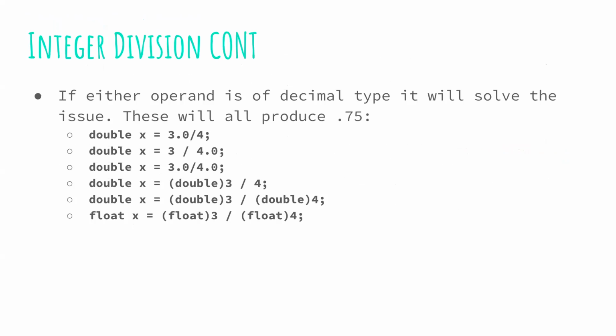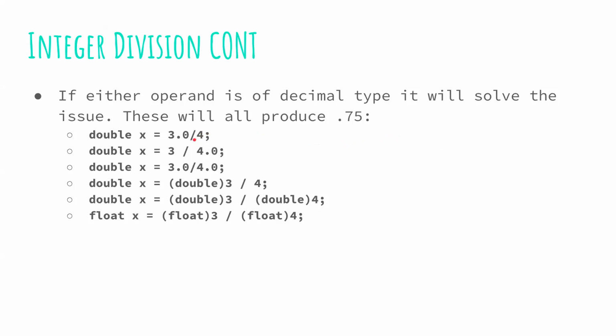There are a few ways to fix this issue, and I said this issue results from Java seeing two integers as your operands. So the way to fix it is to make one, the other, or both of our operands be of a decimal type. And remember, decimal types include the double type and the float data type.